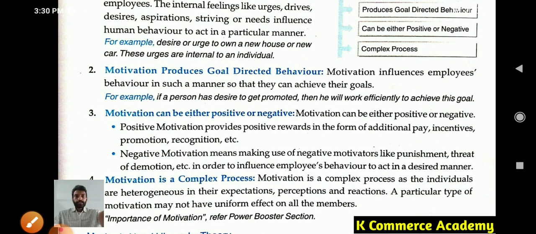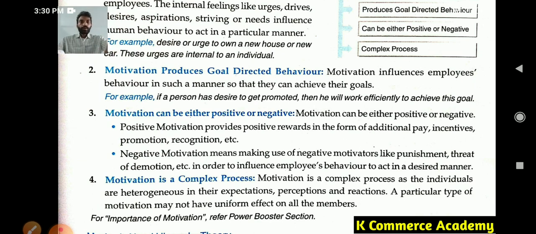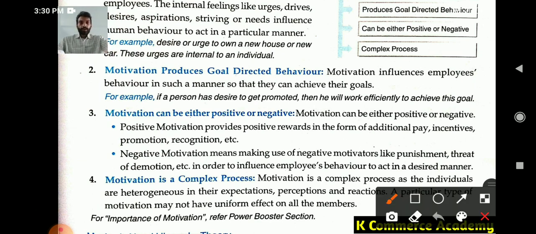The third one is that motivation can be either positive or negative. I just explained this a few minutes earlier. If a person works efficiently and you provide him additional pay or incentives or promotion or recognition, these are examples of positive motivation. But a person who has not achieved the target, and you provide him punishment or threat of demotion, penalty, etc., that is known as negative motivation.